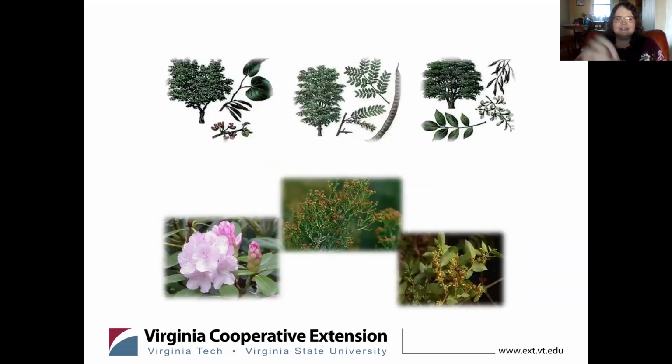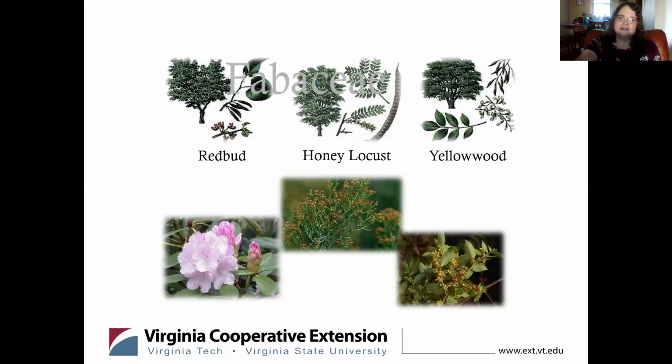So that was Rosaceae. So we got some sneak peek here, and then the words are going to come up. So redbud, honey locust, yellowwood, they're all in the Fabaceae family. So the bean family. So they all have bean pods as their seed structures. So redbud, we're talking more about the eastern redbud.